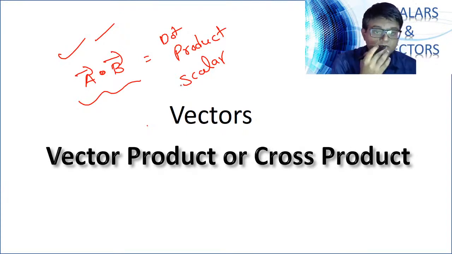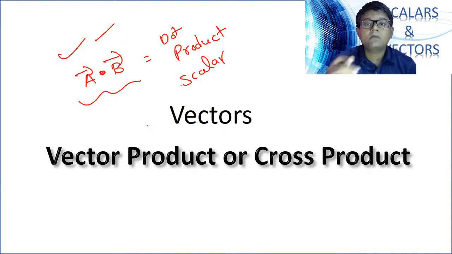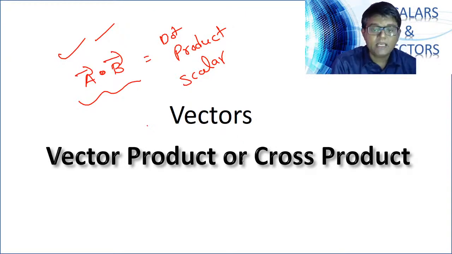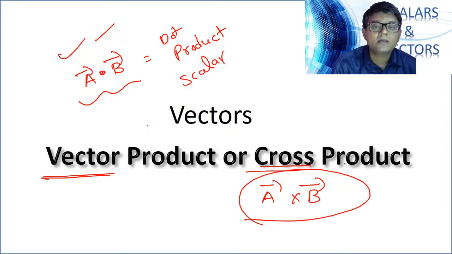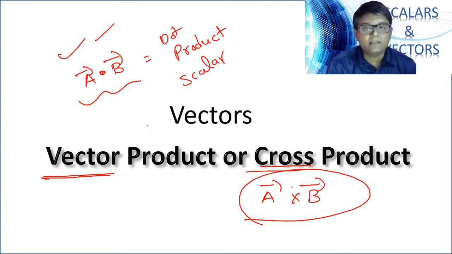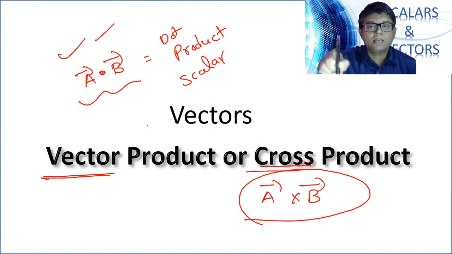That is why the dot product is also called the scalar product. There is one more way of multiplying vectors, which we call the vector product or cross product. How do we represent this? If you have two vectors a bar and b bar and we are taking the cross product, we represent it like this: a bar cross b bar.